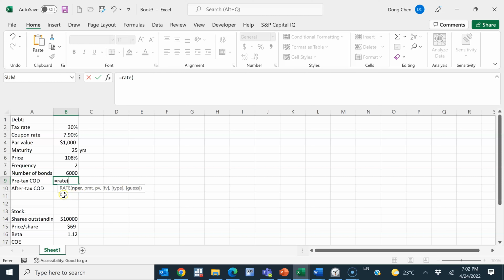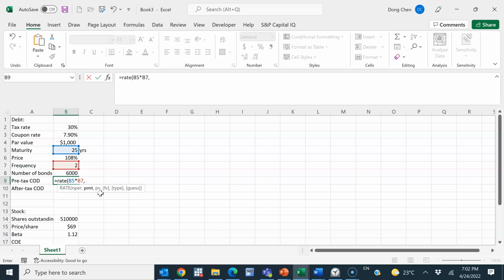Right, so if you open the rate function, the first argument will be NPER, so that stands for the number of coupon payments. Since we have 25 years and every year we have 2 coupon payments, we just need to multiply the number of years by 2 to get the total number of coupon payments. And the second argument is payment, so this is the coupon payment. Here I have a choice. I can either put payment and the future value, which is the par value, as negative numbers, and PV, which is the third argument here, which is the price, to be a positive number, or I can switch the signs between these 2 sets of numbers.